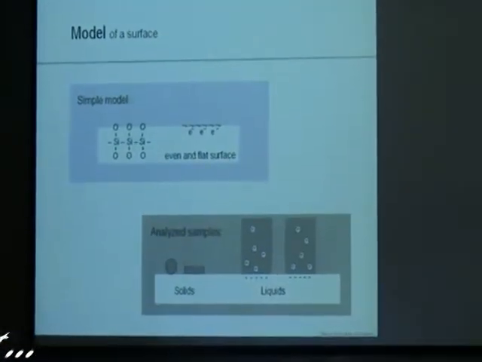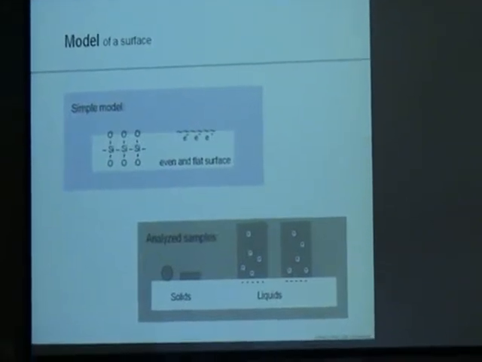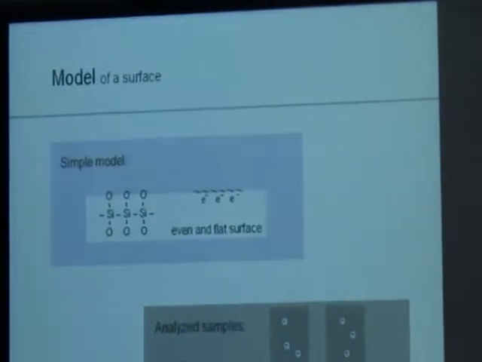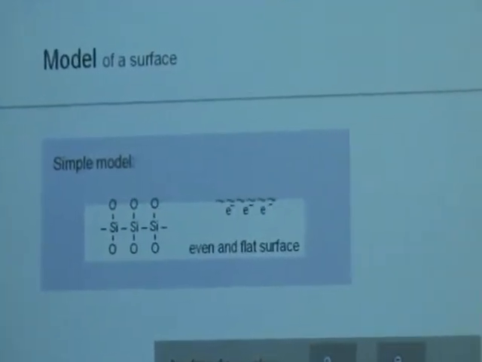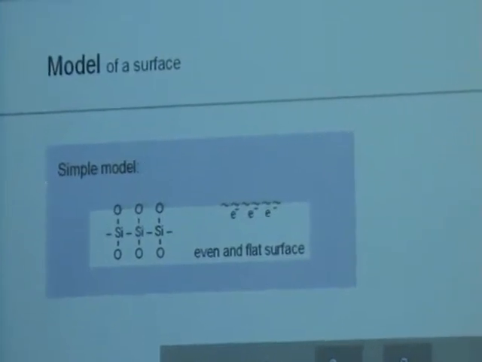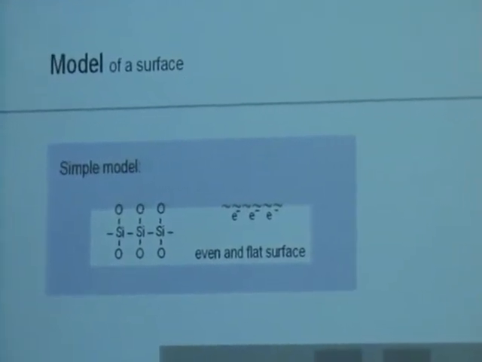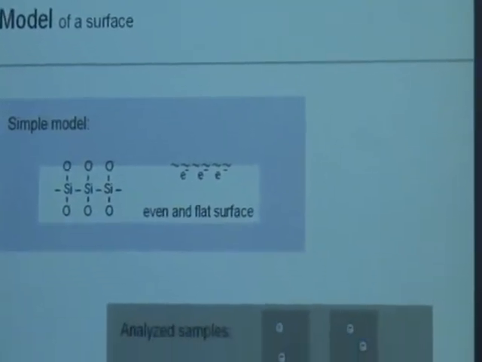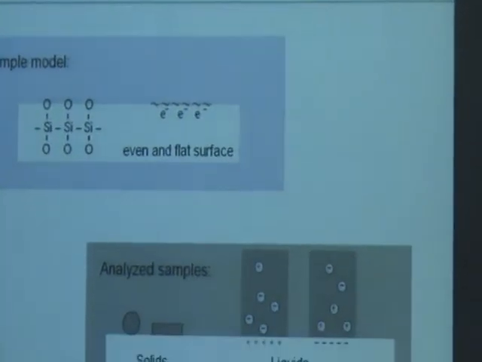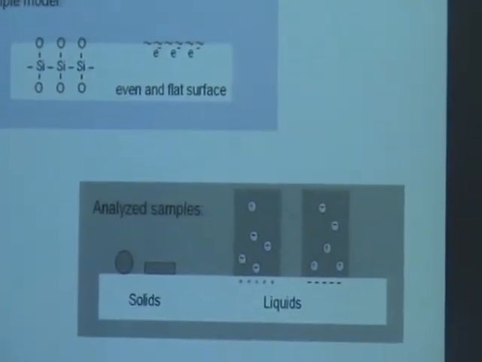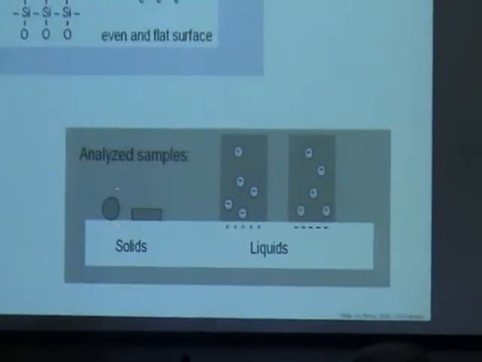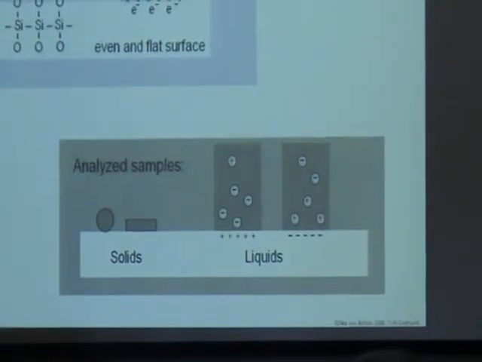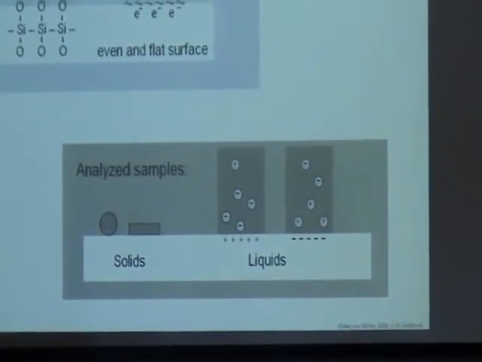For this idea, we go on and think about a very simple surface, an even flat surface. And it should be something like this here, some element, oxygen, or some electron clouds on the surface, but the most important thing is that it should be flat and even. And what we are looking for is a real surface. Here we have some objects, particles, or some liquids with some ions inside.